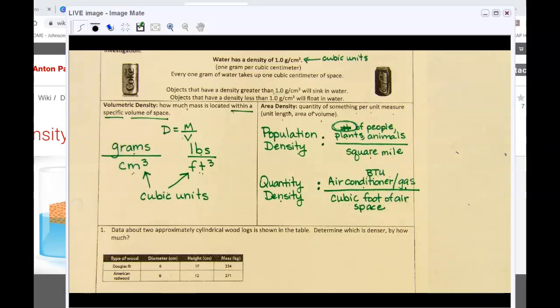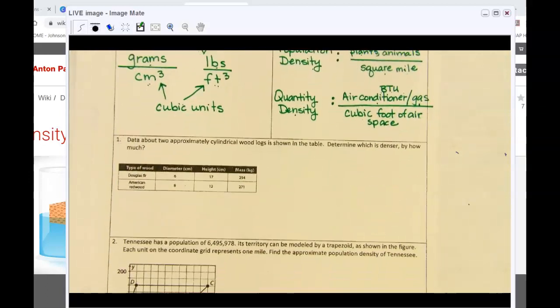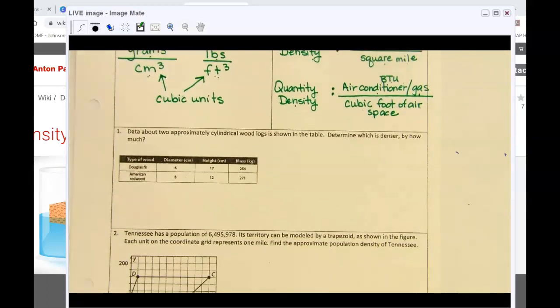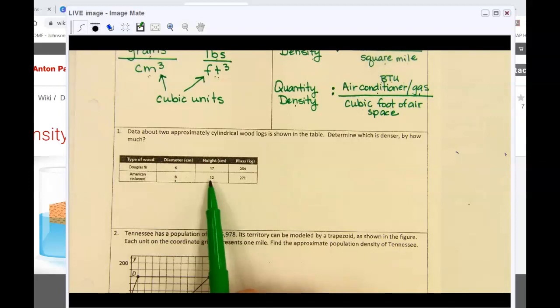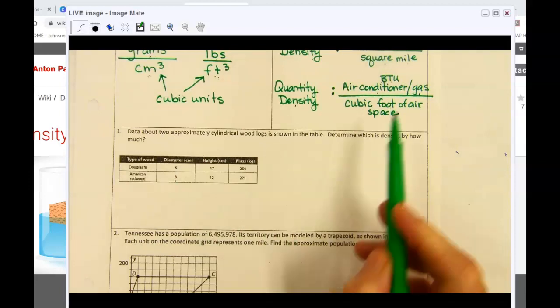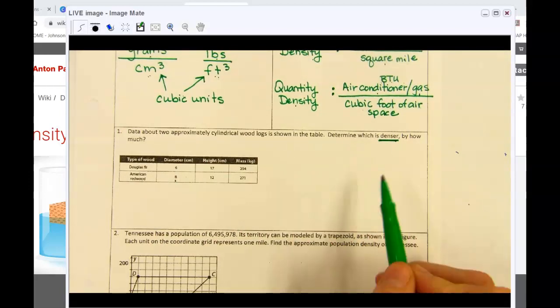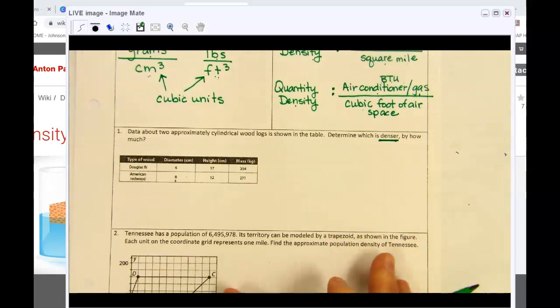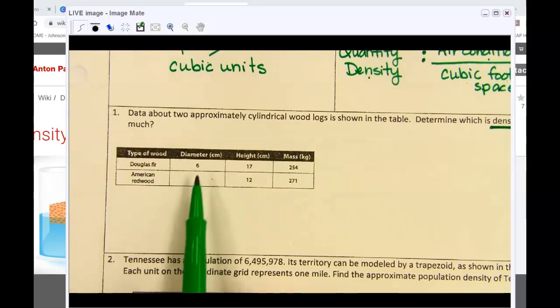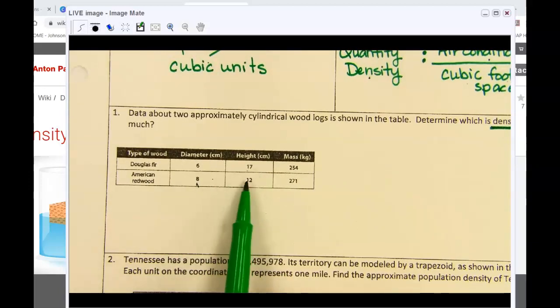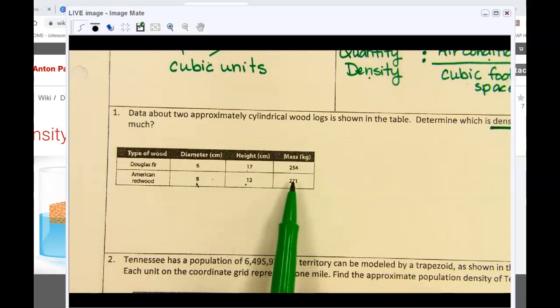So we're going to look at two examples of these. The first one says, this is data about two approximately cylinders, pieces of wood, shown in the table. Determine which is denser and by how much. So you're given two types of wood, a Douglas fir and an American redwood. You have the diameters of each, you have the height of each, and you have the mass of each.